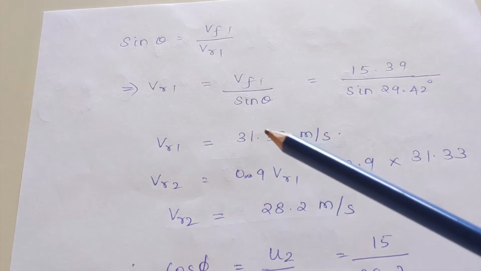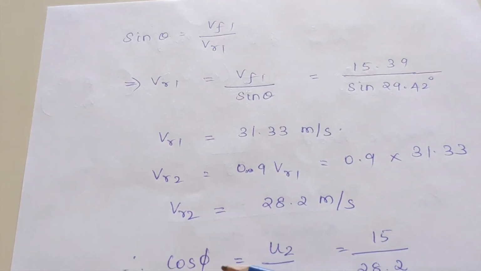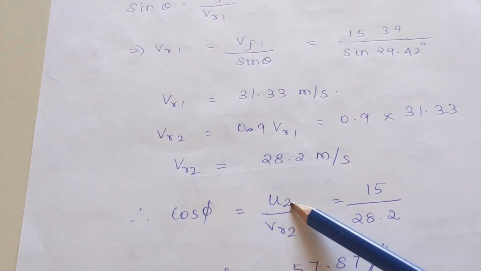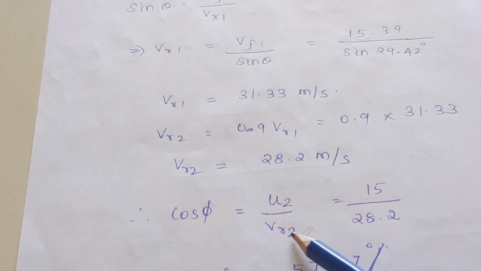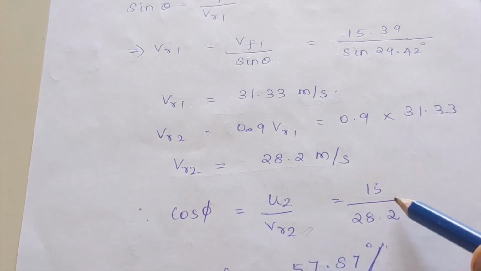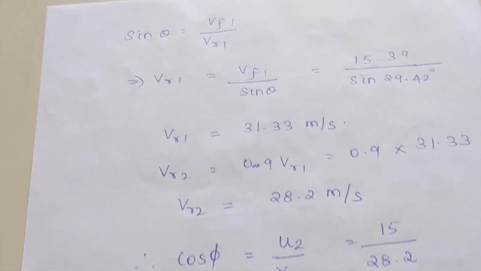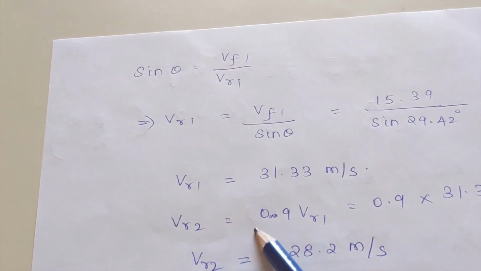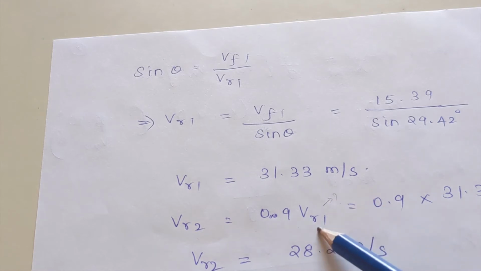Next you have to find phi. How to find phi? We know cos phi is equal to U2 divided by VR2. We don't know what VR2 is, but in the problem they have given the relation VR2 is equal to 0.9 times VR1. So VR2 is equal to 0.9 VR1. In that also VR1 is an unknown value, so first you have to find VR1.